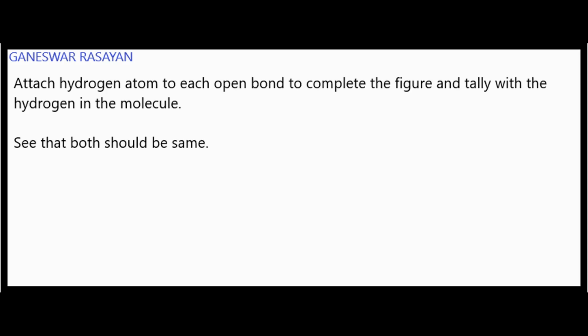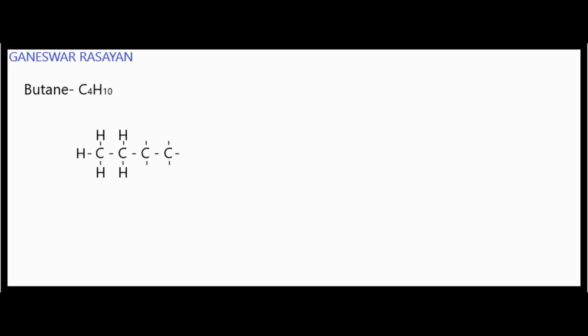Check the adding of bonds to make each carbon atom of butane tetravalent. Check the same for butene, and then for butyne. Step 3. Attach hydrogen atoms to each open bond to complete the figure and tally with the hydrogen of the molecules. See that both should be the same. Check the attachment of hydrogen atoms to each carbon atom of butane. Check the final structural formula of butane.